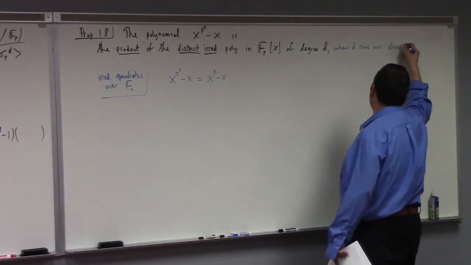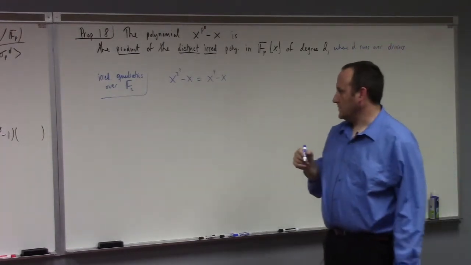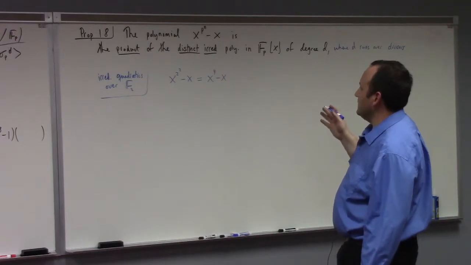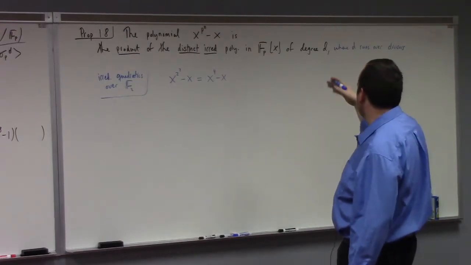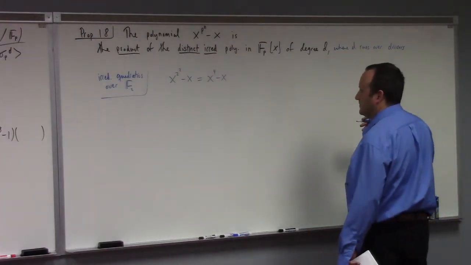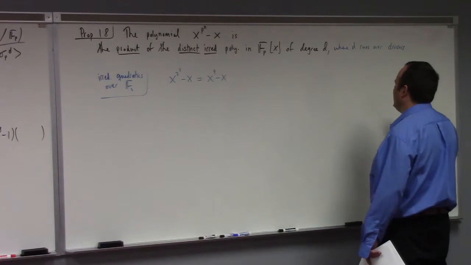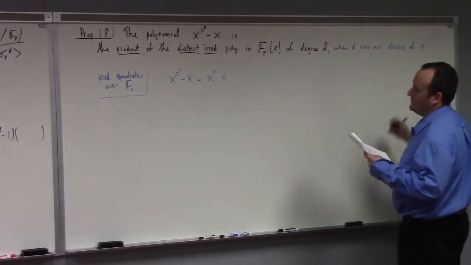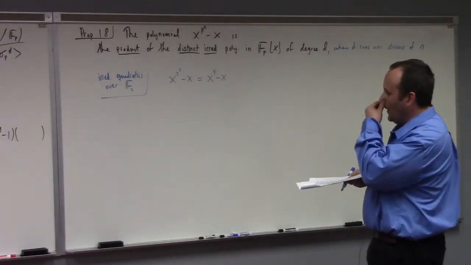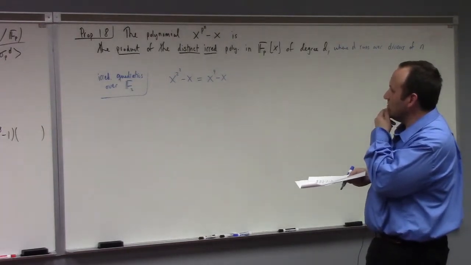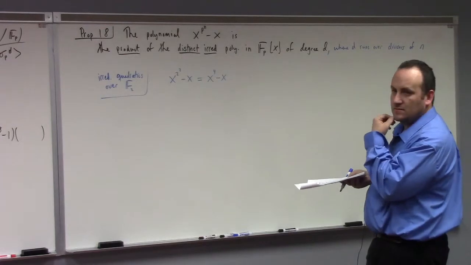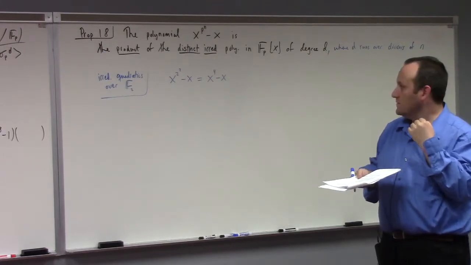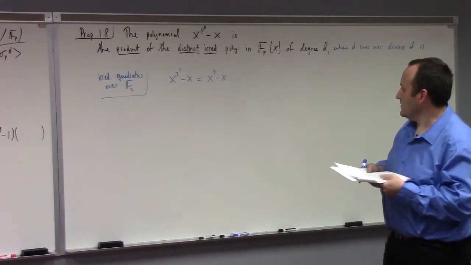How did you know that n was 2? Oh, quadratics. Yeah. So the product of distinct irreducible polynomials of degree d, where d runs over divisors of n. What's n here? Oh, n is 2. What are the divisors of 2? 1 and 2, right? So we're either looking at degree 1 or degree 2.